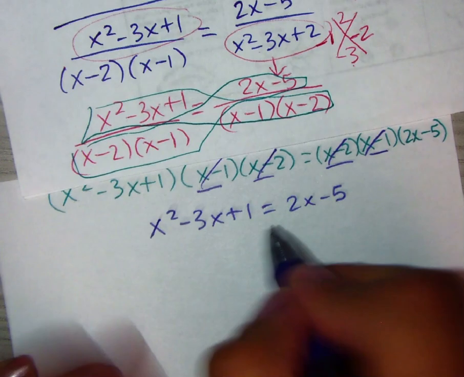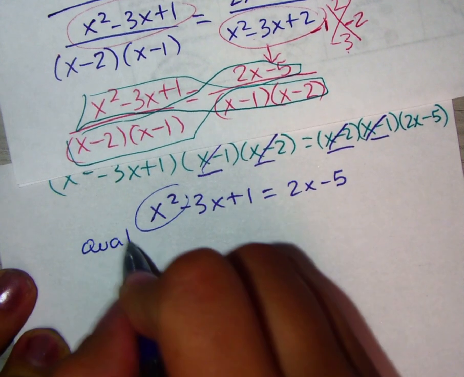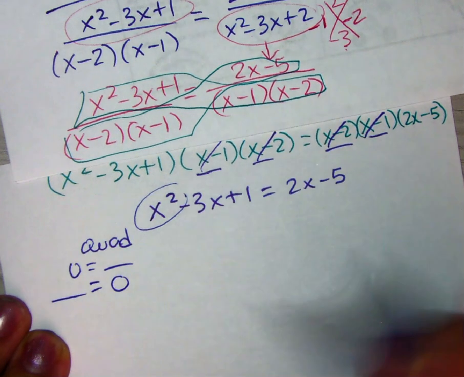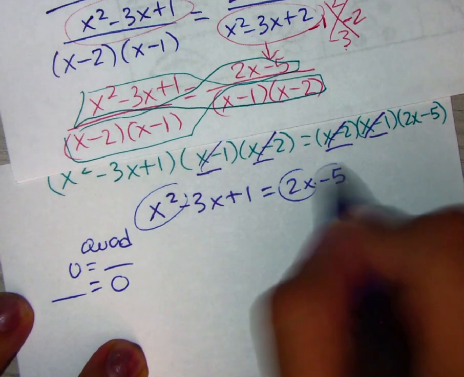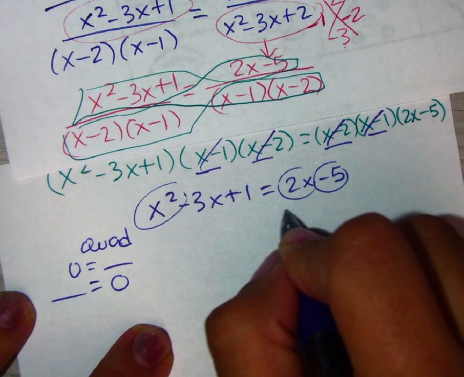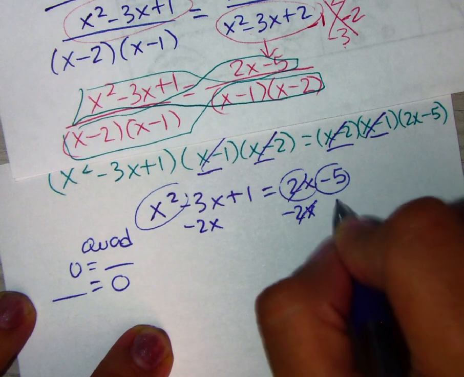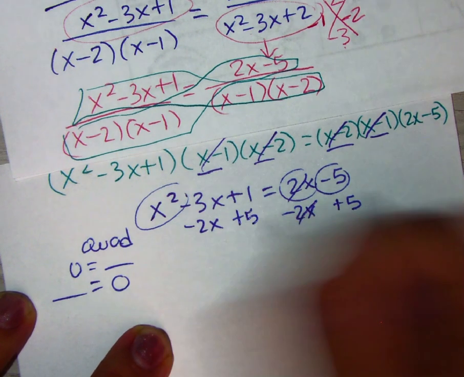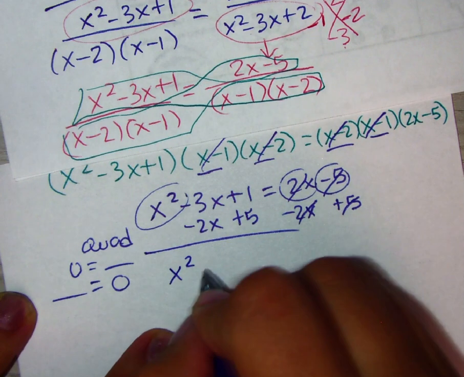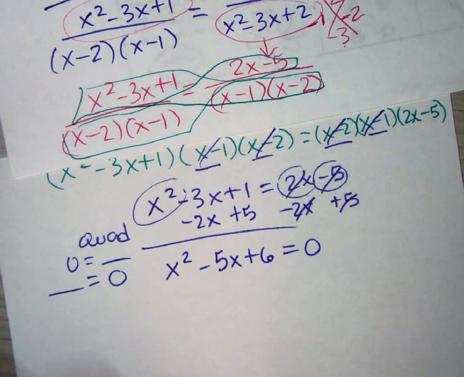From here, we move things around because we have a square. That means we have quadratics. So we need to have 0 equals the expression or the expression equals 0. So we're going to move these two to the left since they're just less terms to move. We're going to subtract 2x from both sides to cancel this, and we're going to add 5 to both sides to cancel this. So that's going to leave us with x squared minus 5x plus 6 equals 0.